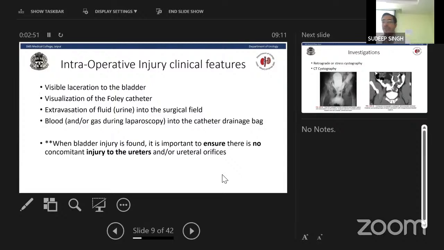In case of intraoperative injury, there may be visible laceration to the bladder, visualization of the Foley's catheter, and there may be extravasation of fluid into the surgical field. There may be blood in the catheter drainage bag. Whenever a bladder injury is found, it is important to ensure that there are no concomitant injuries to the ureter or the ureteral orifice, which may be checked by just cannulating the ureter.